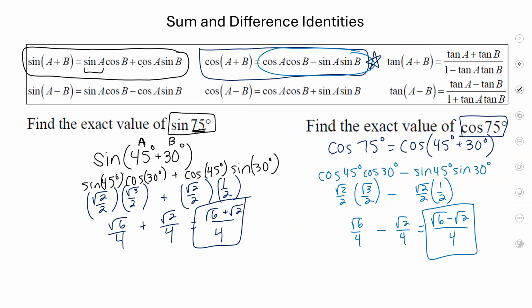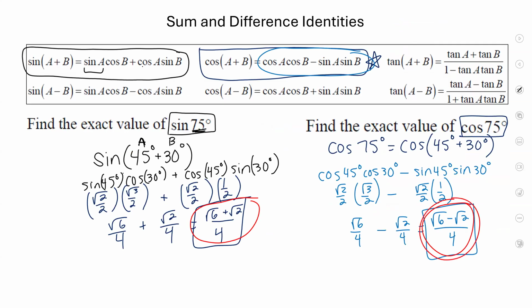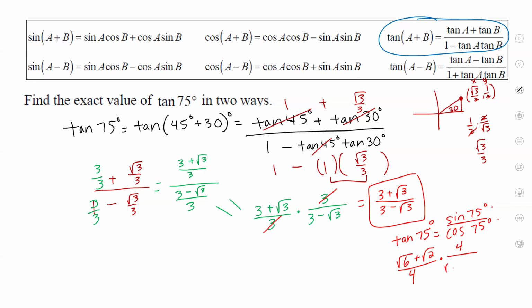Sine of 75 degrees, we said, is this. Cosine of 75 degrees is this. So I could just take those two and divide them. So I have square root of 6 plus square root of 2 over 4 times, I'm going to flip this fraction, so 4 will be on the top and square root of 6 minus square root of 2 is on the bottom. Those cancel. The final answer is square root of 6 plus square root of 2 over square root of 6 minus square root of 2.